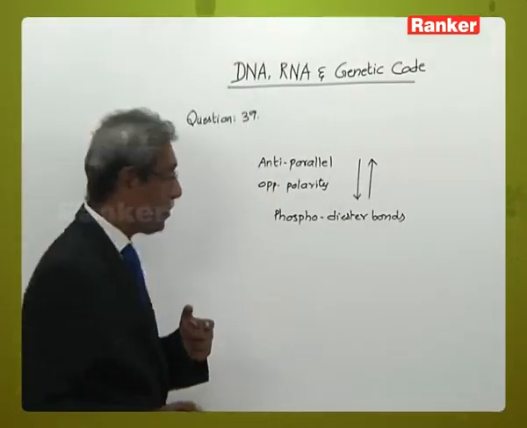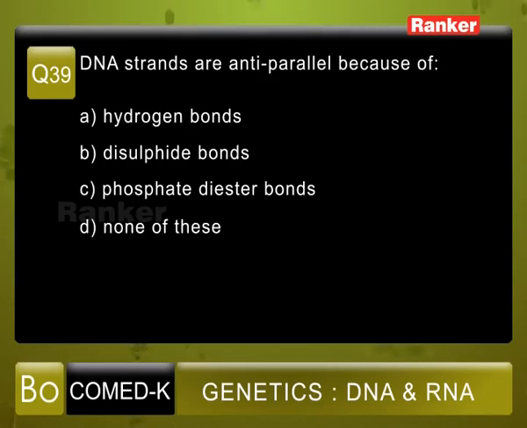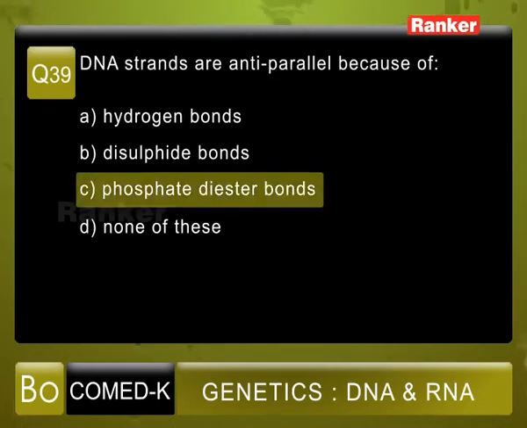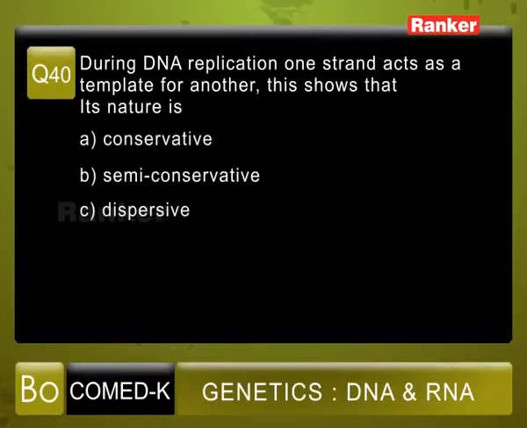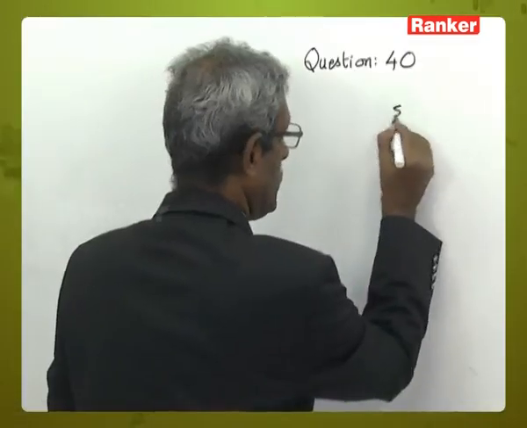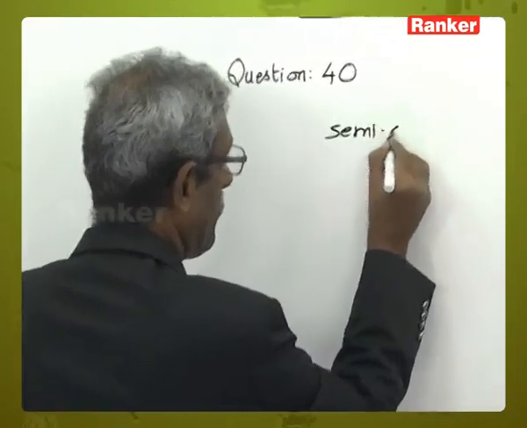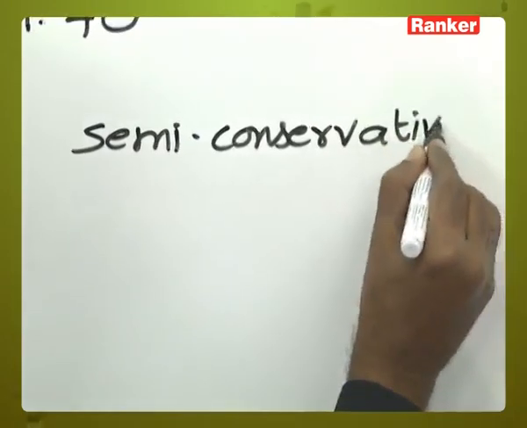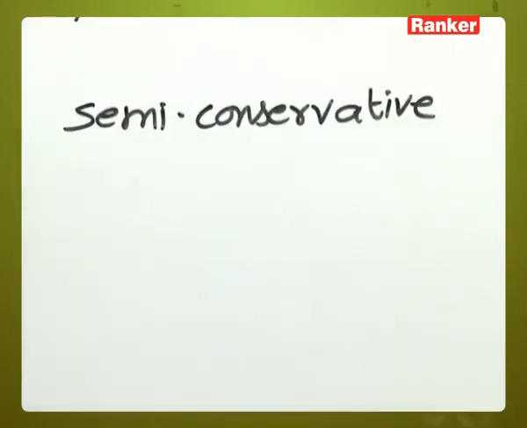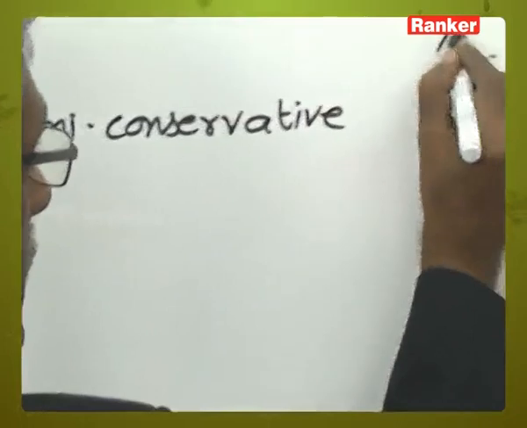We have the phosphodiester bonds, hence the answer is C. We go to question number 40. During DNA replication, one strand acts as a template for another. This shows its nature is semi-conservative. The answer is semi-conservative. It is semi-conservative in nature, hence the answer is B.